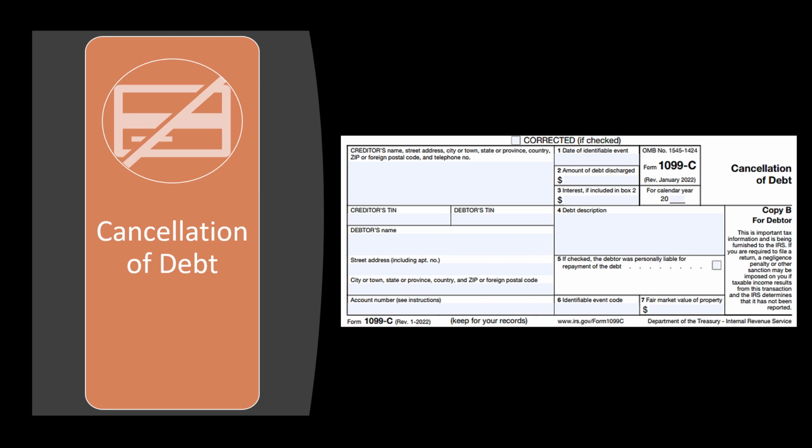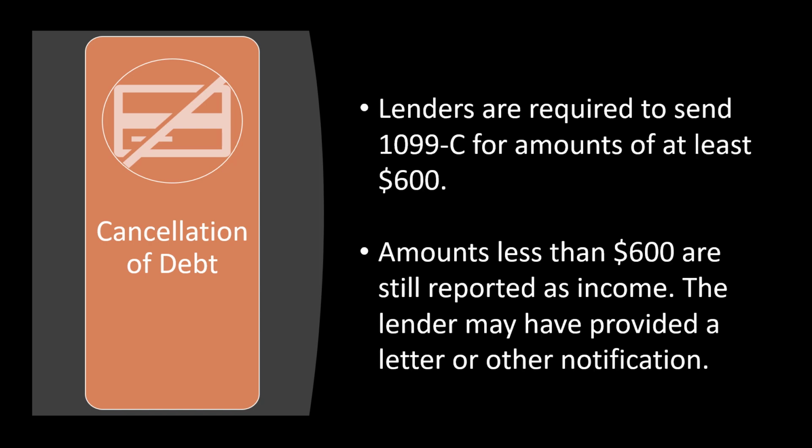Moving on to cancellation of debt, this is the form where you're going to see a cancellation of debt. It's Form 1099-C. So lenders are required to send this form for amounts of at least $600, but it's important to remember that amounts of less than $600 may still need to be reported as other income. And in this case, the lender may have provided the taxpayer with a letter or some other notification of the cancellation of debt.